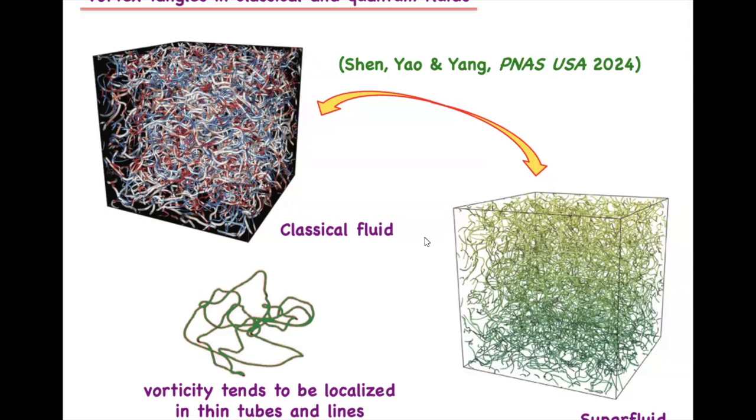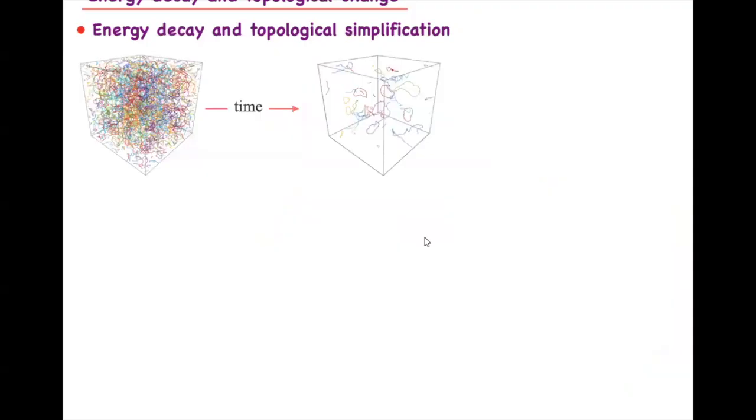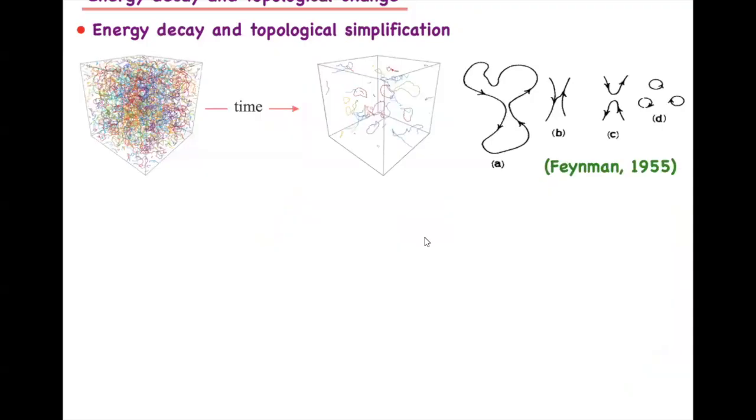Whereas in classical fluids, the idea that I gave you to think of vorticity in tubes is maybe a mathematical way to think about it. But in superfluid, it's perfect. That's why I tend to pay more attention to superfluids. Okay, this is the energy decay through reconnection. I just mentioned reconnection very briefly.